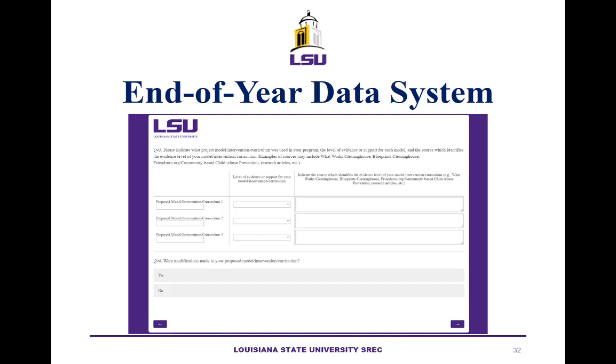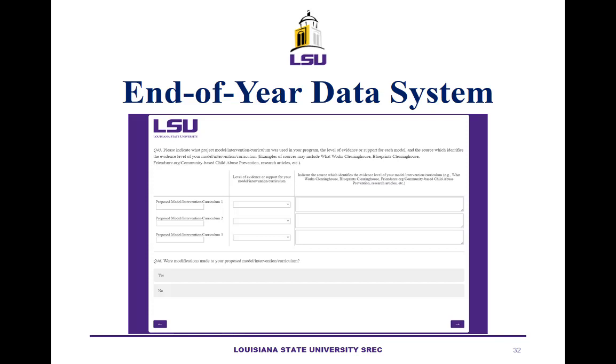Also, please specify from what source you have identified the level of evidence for your model. For example, the What Works Clearinghouse or the Blueprints Clearinghouse may be the source of evidence you have used for identifying your model's level of evidence. LCTF would like to report to CBCAP how much of its funding is being used for each level of evidence.